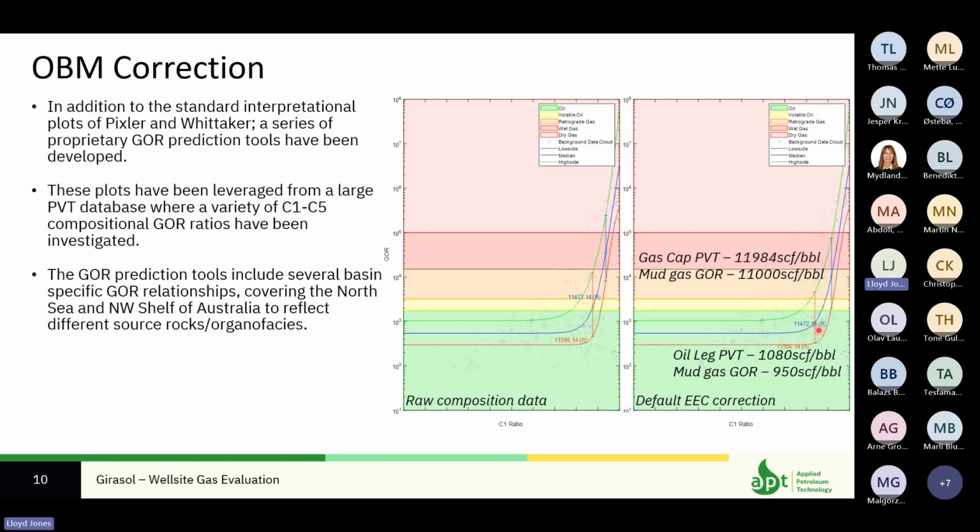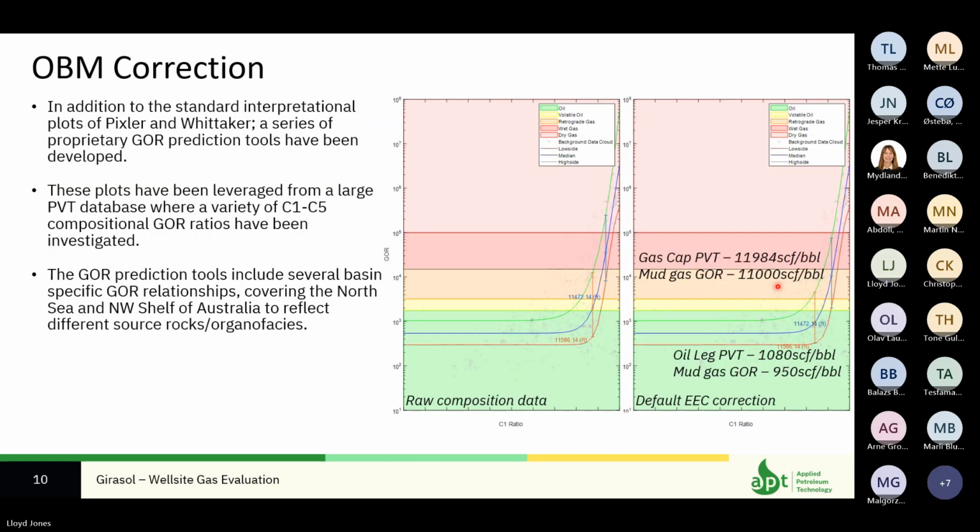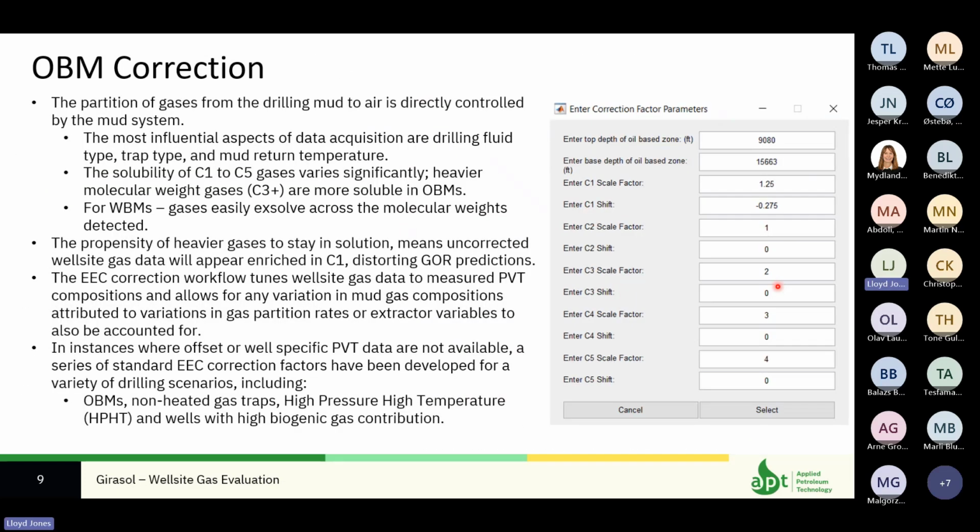And again, if you look at the oil leg, the measured PVT GOR from the MDT sample is just under 1,100 scf per barrel, and the predicted GOR is 950. So an excellent match for the gas cap and the oil leg, and that's only observed once you apply the correction factors. Just go back to this slide for a second.